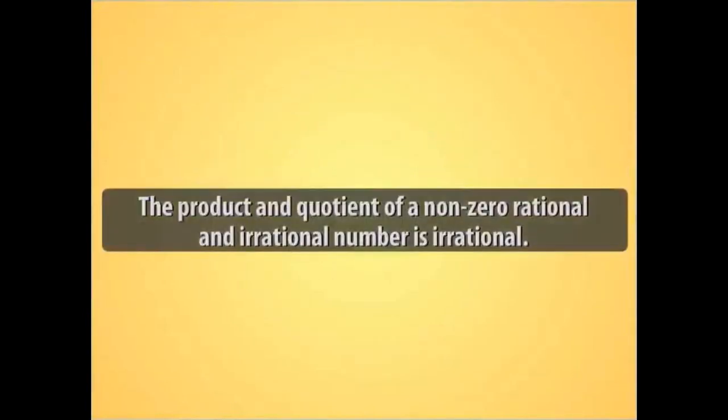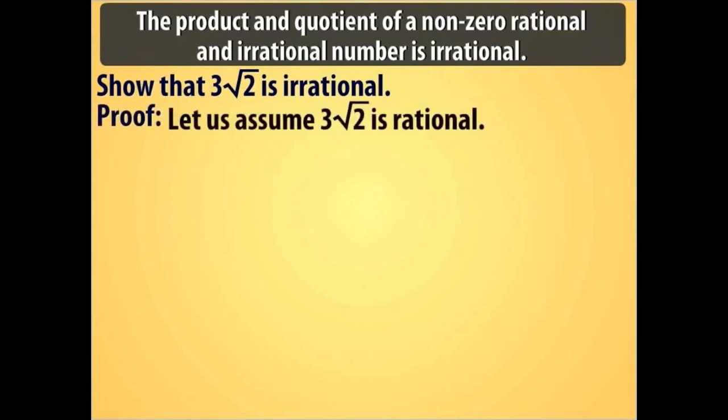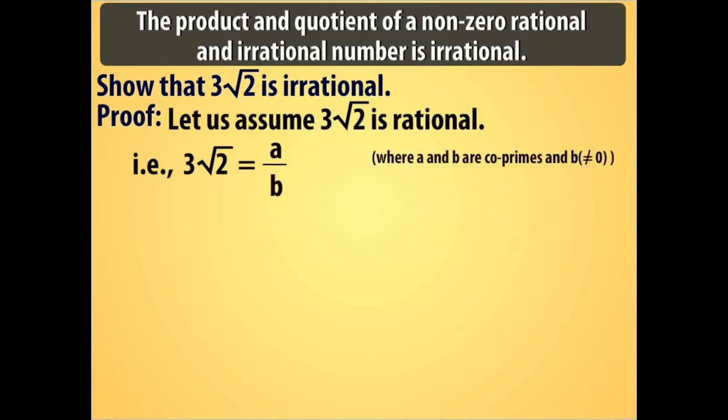You may also know that the product and quotient of a non-zero rational and an irrational number is always an irrational number. Let's prove a particular case. We need to show that 3 into square root of 2 is irrational. Let's assume that 3 into square root of 2 is rational. This means that 3 into square root of 2 can be expressed as a upon b, where a and b are co-prime.